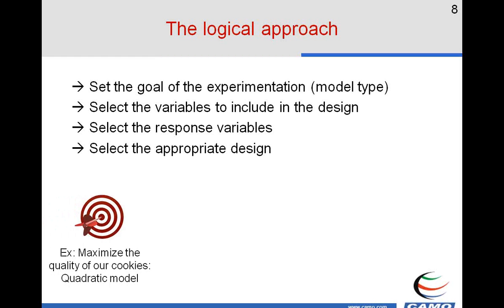So here is an example. We can, for example, maximize the quality of our cookies. And when we say maximize, it means that we want to optimize. So when we want to optimize, we want to know the response surface. So here we need a quadratic model.